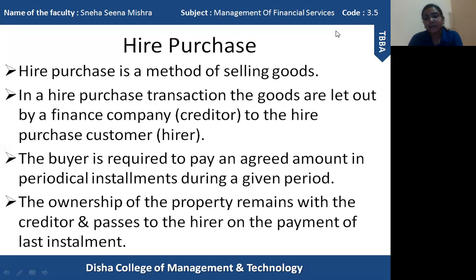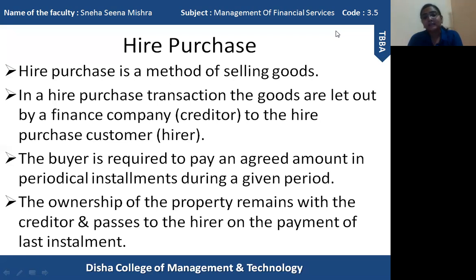You have paid the price, like 10% of the price you have paid. So you cannot become the owner of the property. The ownership will still remain with the seller. The seller will be the real owner of the property, and you as a buyer will get the possession of the goods just after payment of the first installment, or just when you enter into an agreement.